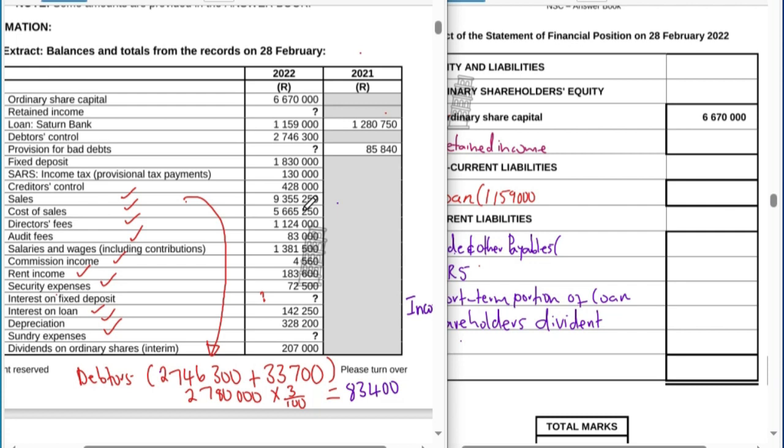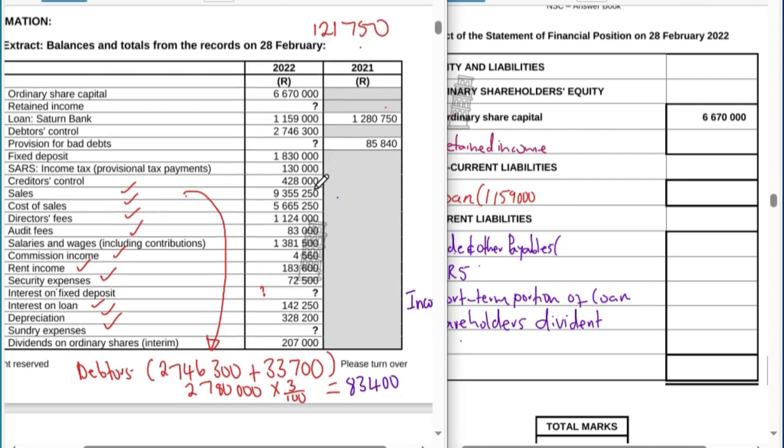1,280,750 subtract 1,159,000, and then we find out that the repayment that was made was 121,750, meaning there was a repayment of 121,750 towards loan from 2021 up to 2022. This was the payment of loan.